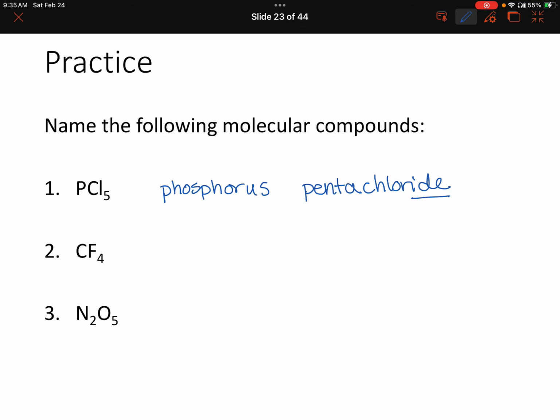All right, the next one is CF4. So again, we just named the first element how we would normally name it, which is carbon. And then we have 4 fluorines. So what's the prefix for 4? Tetra. And again, similar to chlorine, we're going to chop off the end of fluorine and add IDE. So that becomes fluoride.